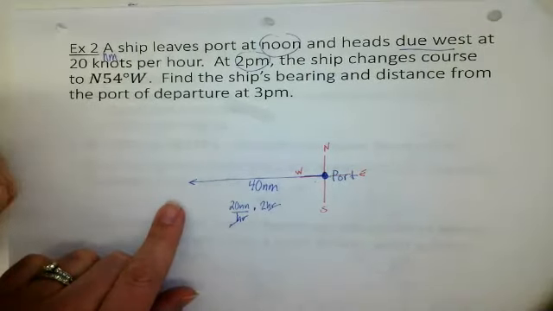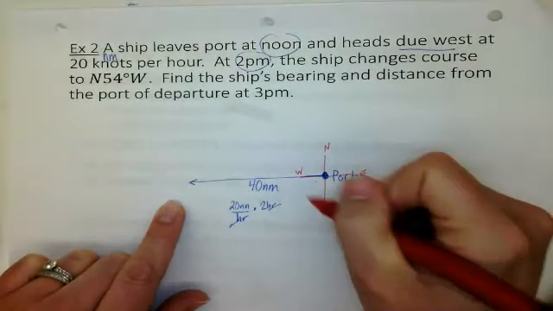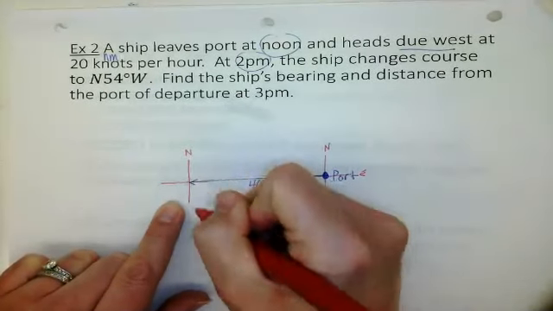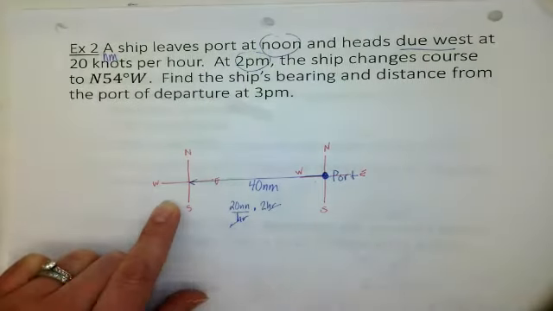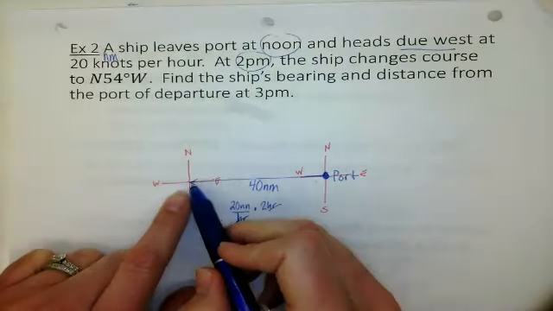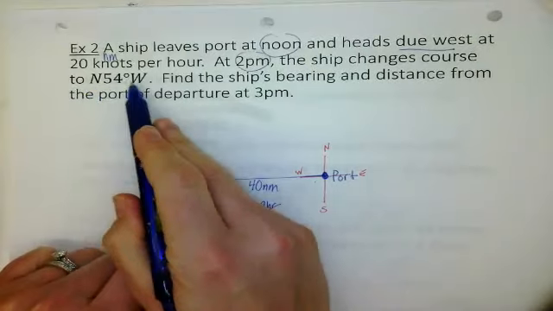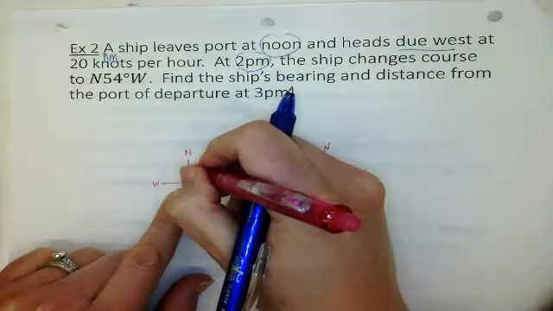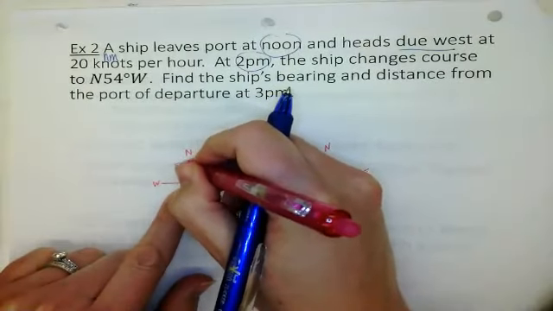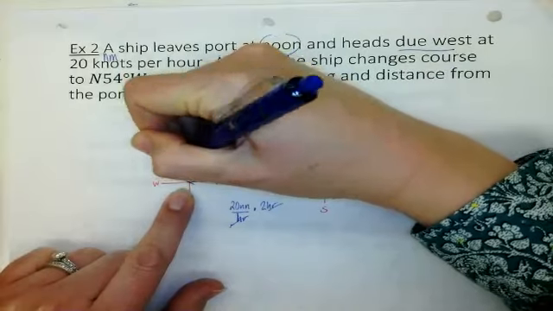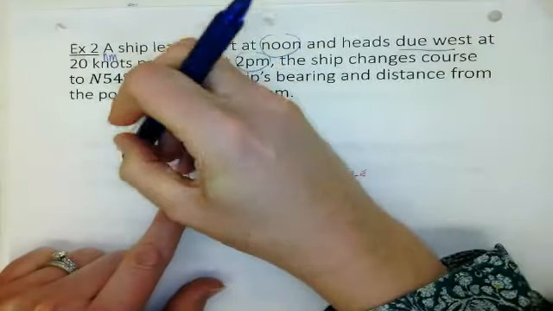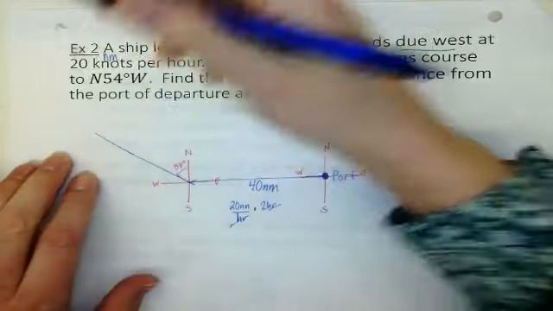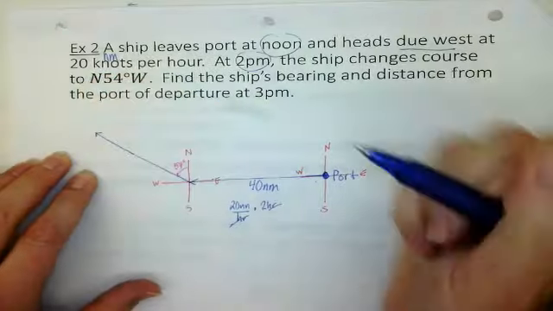So because we're changing course, I'm going to give myself another little directional thing here, so I can see my parallel line. So north, south, east, west. Never eat shredded wheat. All right, so at this point, he's changing course to north 54 degrees west. North 54 degrees to the west means this is 54 degrees towards the west, and that is now his direction. I'm going to make it a little longer just so I have a nicer picture. Okay, and so now we're traveling in this direction.